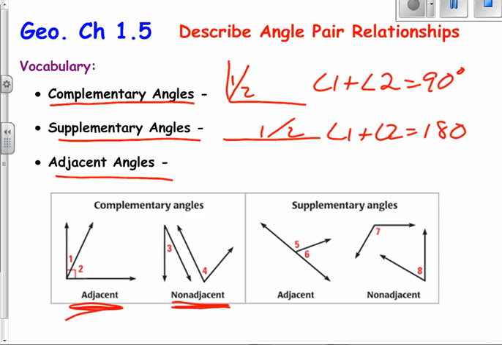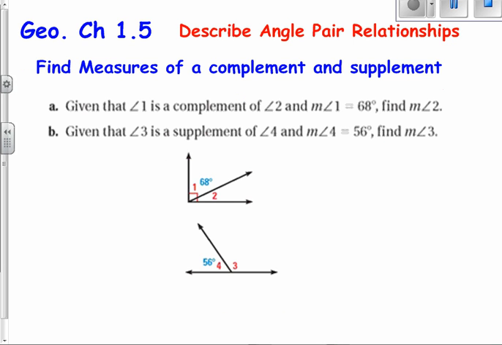So if I look at supplementary angles, angle 5 and angle 6, these are adjacent angles. The sum of those two angles equals 180 degrees. But here's a figure where they're non-adjacent, where the angle of 7 plus the angle of 8. They could tell you that they are supplementary angles. Therefore, I know the sum of those two angles would be 180 degrees. So let's see what's next.